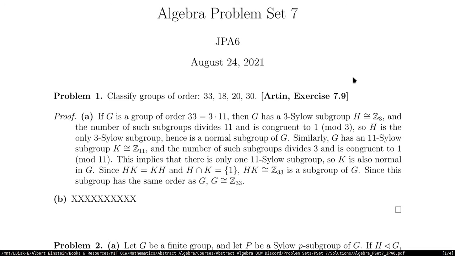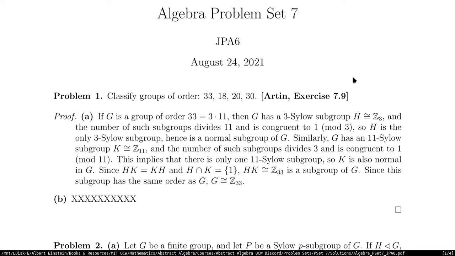So the subgroup HK is a subgroup of G which has order 33, so it's got to be the whole thing. And I think the same argument works whenever it's p times q and p does not divide q minus 1. Right. Sadly, none of the others are that easy.